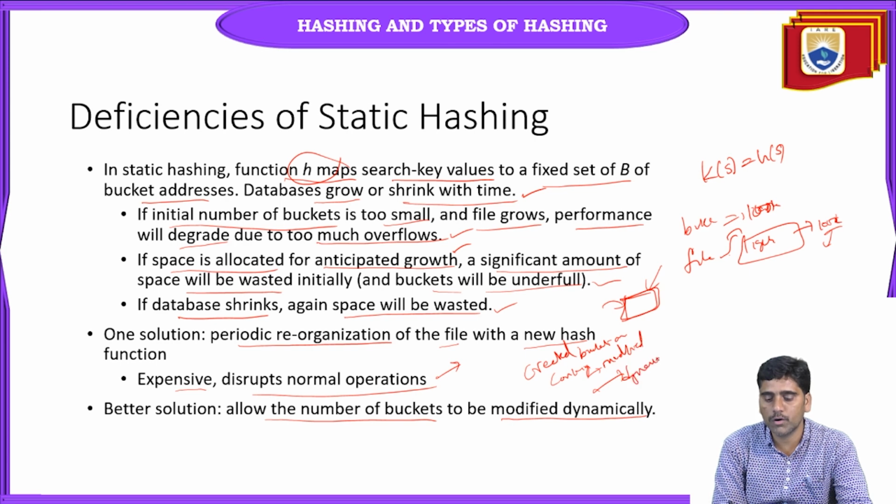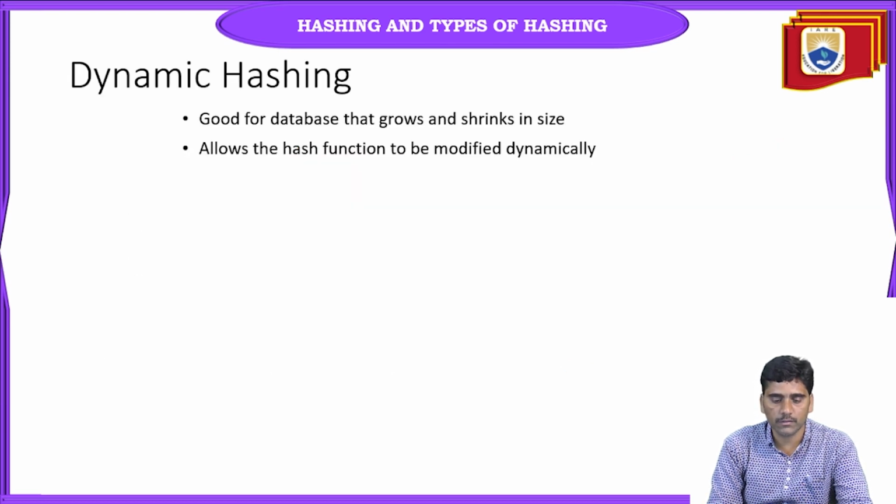So we need to modify these buckets dynamically. Dynamic hashing is nothing but modifying the buckets, modifying the records in the buckets as per the changes of the database. The bucket details, bucket records will be modified based on the database modification requirements.